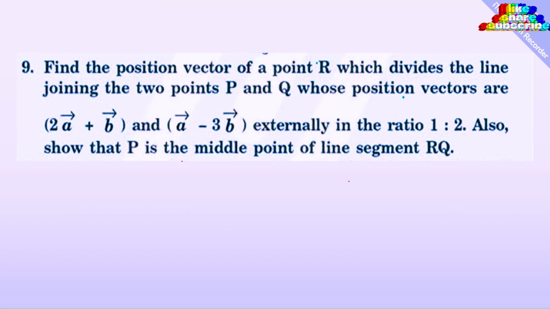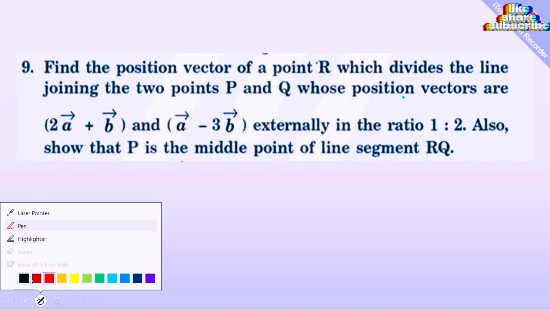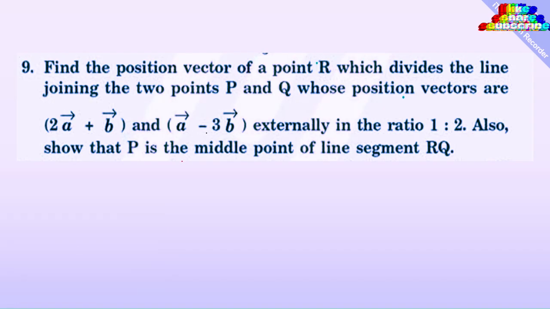Problem 9 is: find the position vector of a point R which divides the line joining the two points P and Q, whose position vectors are 2 times vector A plus vector B and vector A minus 3 times vector B, externally in the ratio 1:2. Also show that P is the middle point of the line segment RQ. So let's start this problem.